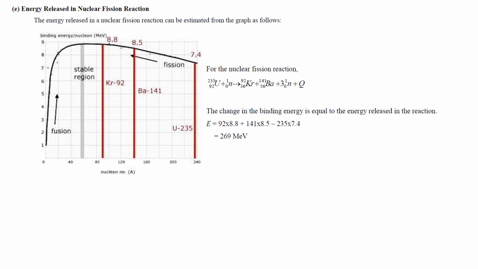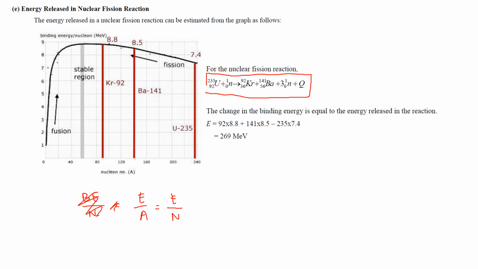Okay, so for the nuclear fission reaction, as you can see, this is the equation. Okay, so we can find the change in the binding energy. Change in the binding energy is equal to the energy released in the reaction. Okay, so as we know, the binding energy per nucleon is equal to binding energy, dia macam ni lah senang. Binding energy per nucleon is equal to binding energy divided by the nucleon number.